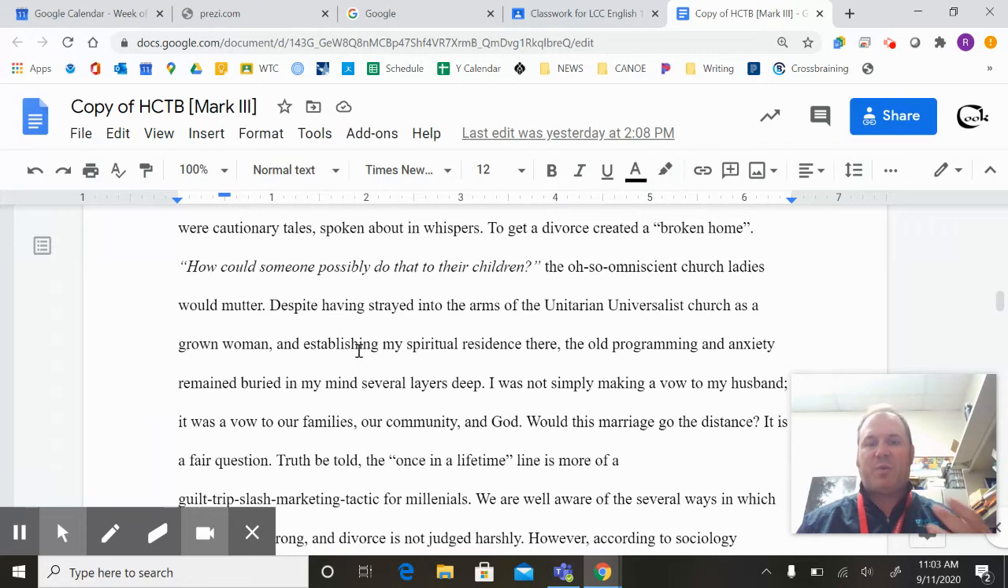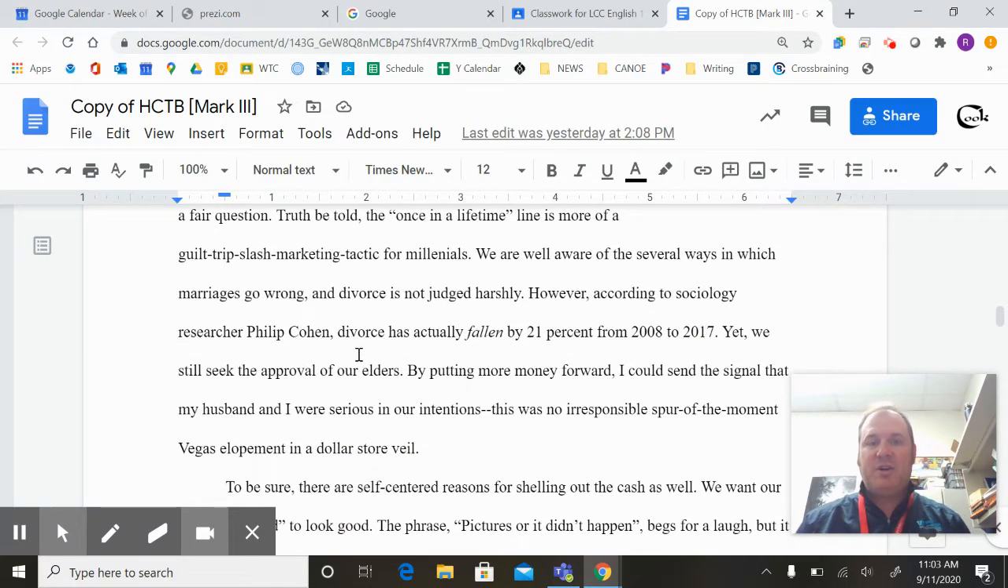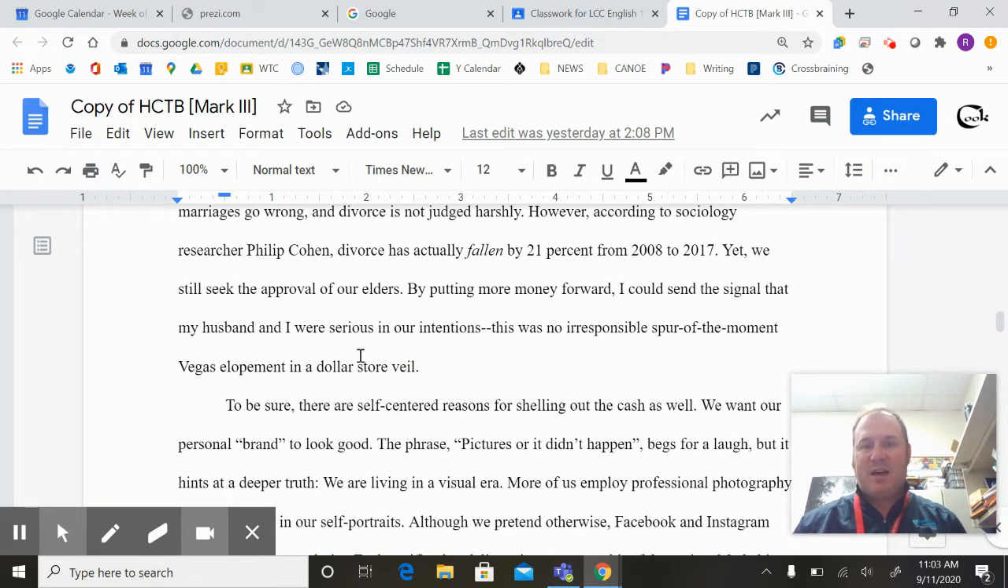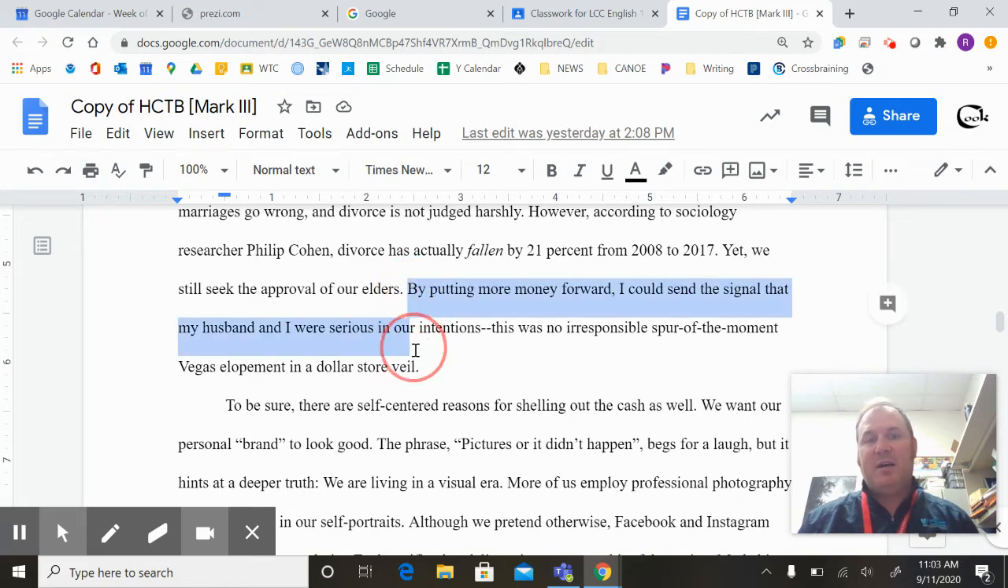the fact that she was raised to value marriage led to an emphasis on making the wedding a big deal to prove that her marriage was legit, to prove its legitimacy. So she actually puts the topic sentence at the end.